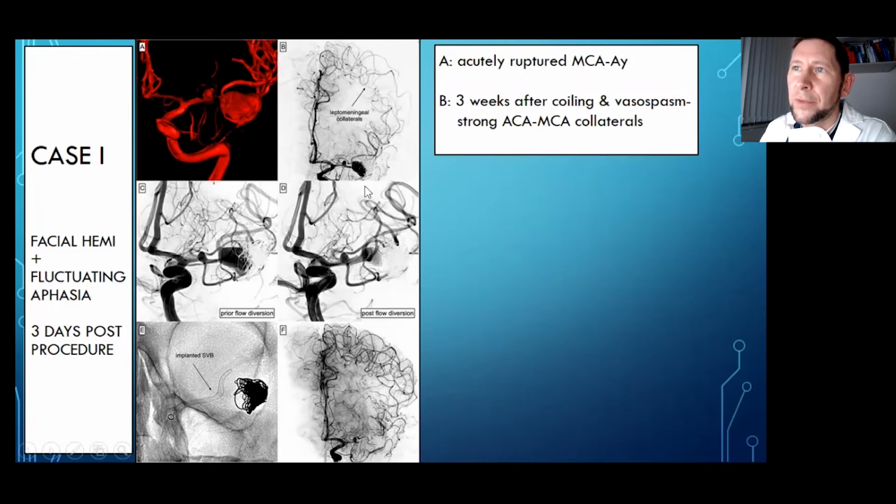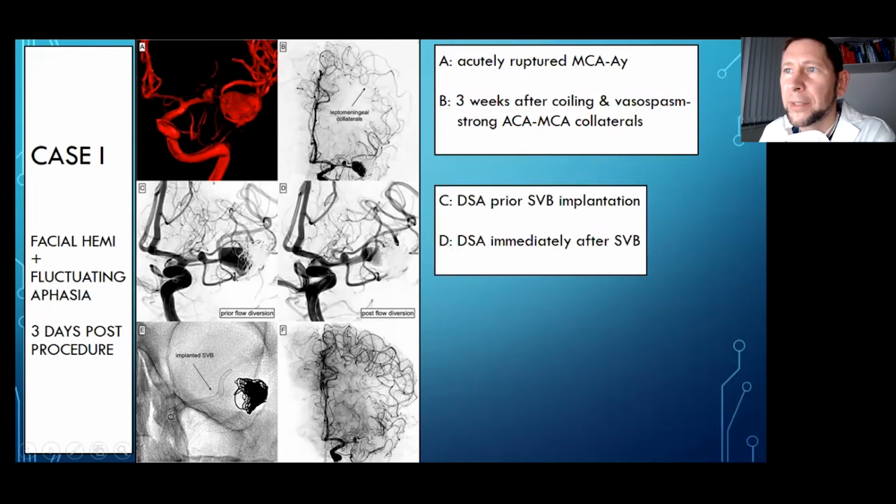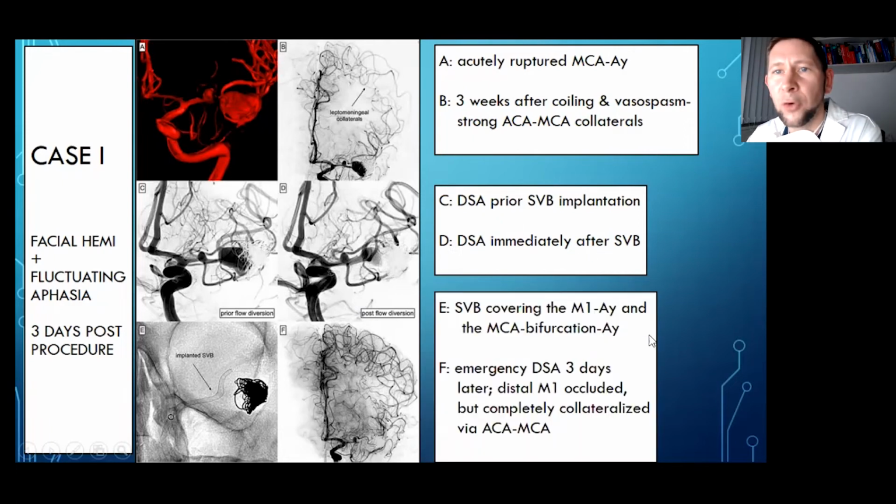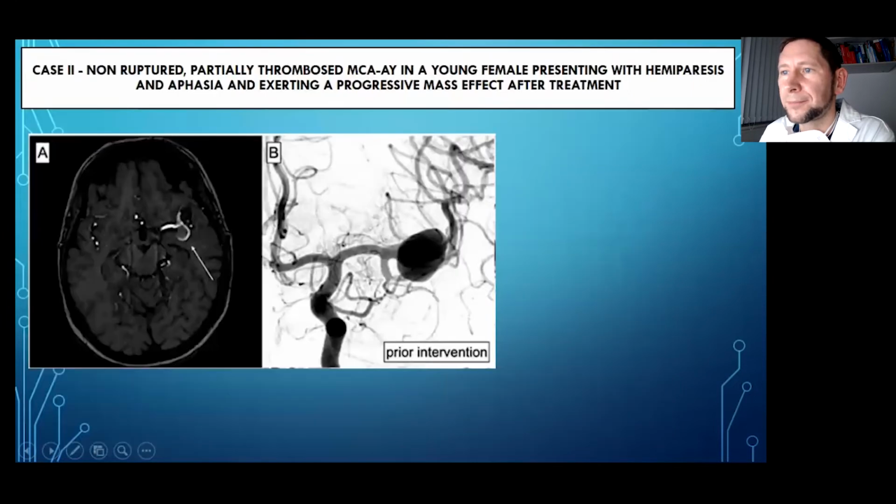So as I said, we have this ruptured MCA aneurysm, which was treated with coiling. We have the development of strong ACA, MCA collaterals. Then we have this situation prior to Silk Vista baby implantation. We have a nice effect after Silk Vista baby implantation, and then a couple of days after implantation, the hemodynamic equilibrium obviously changed, and the patient was suffering from the aforementioned symptoms. But the distal M1 occlusion was completely collateralized by the already developed collaterals.